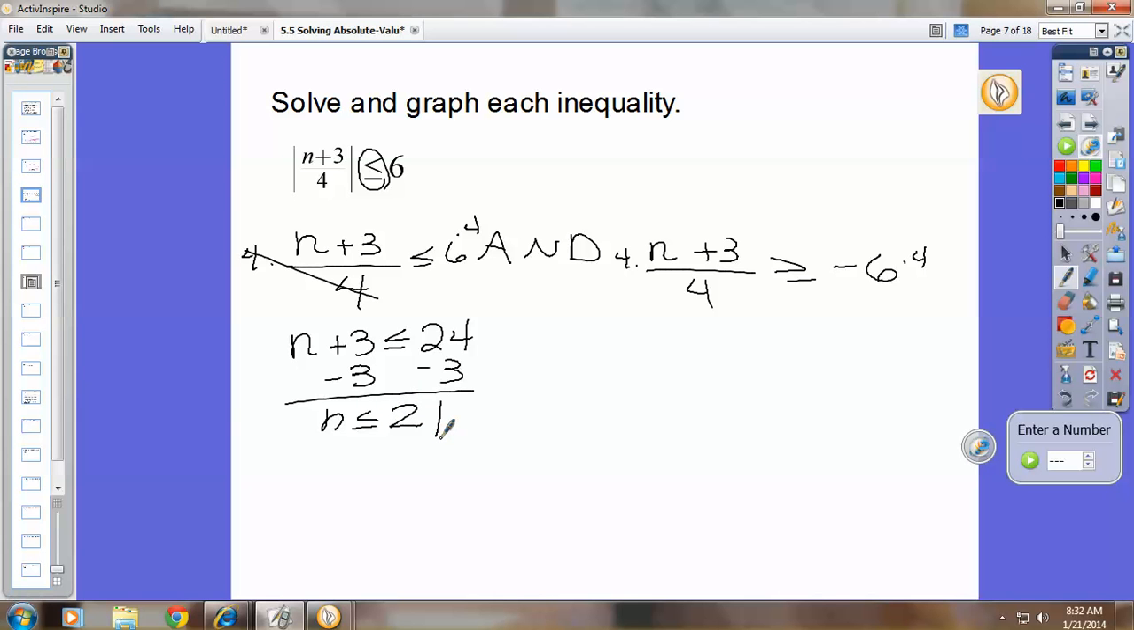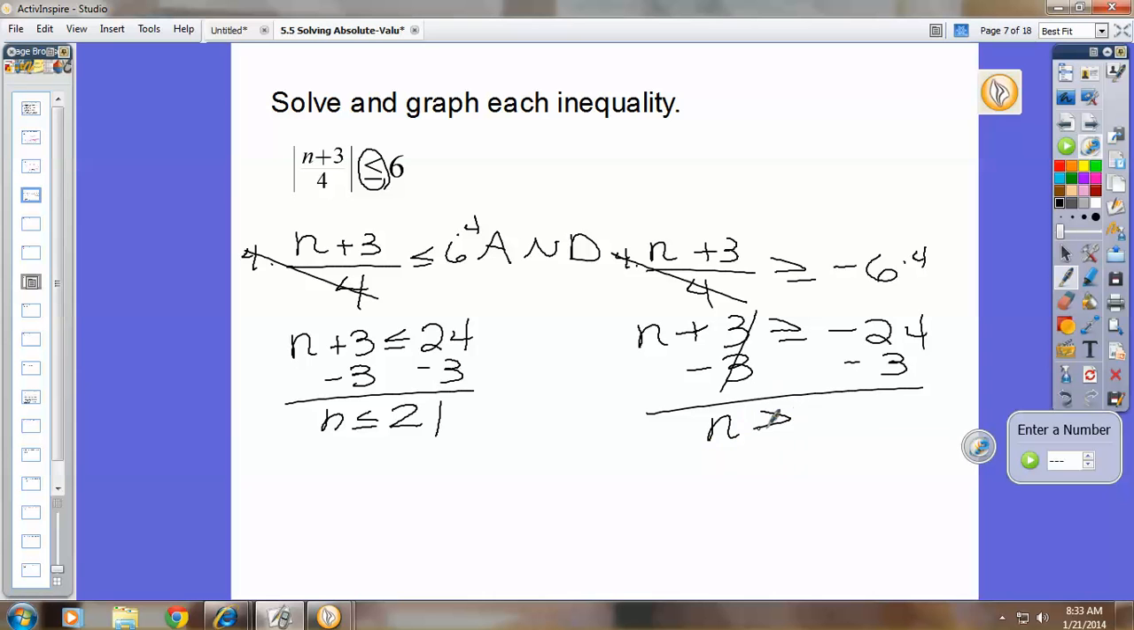On the right side, we are, of course, going to multiply by 4, which I've started to do. So let's clean it up a little bit. N plus 3 is greater than or equal to negative 24. Subtract 3. So n is greater than or equal to negative 27. Negative 27.